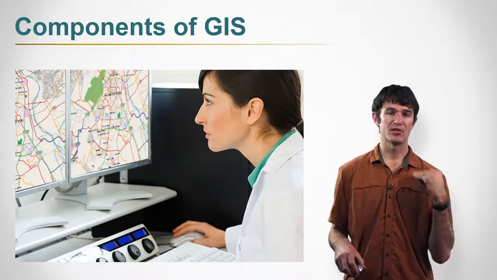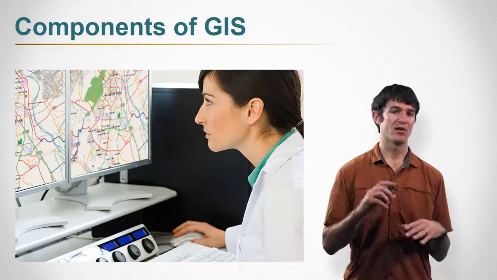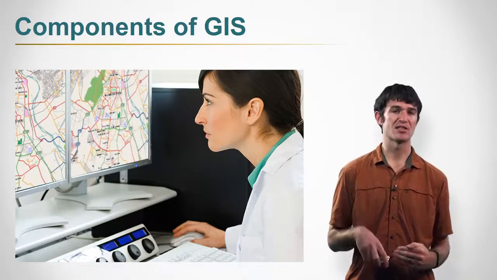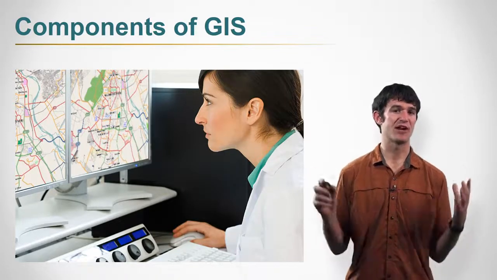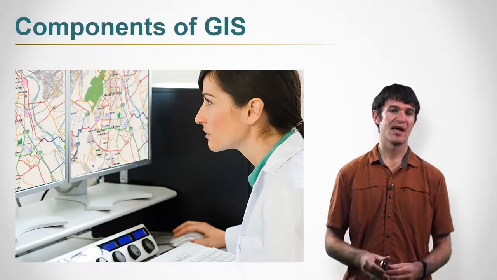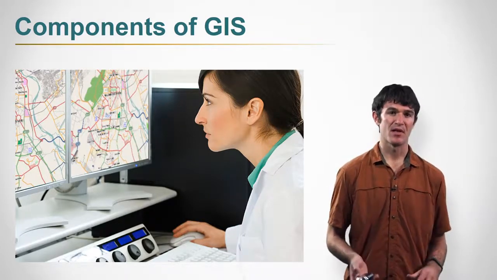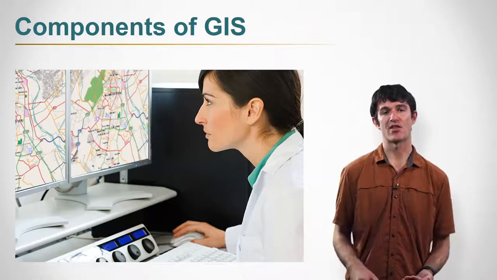And that's where you come in, is without humans to integrate all these pieces, there's no system. GIS is Geographic Information Systems. And the system is whatever we make of it. So when you put these components together, you make a GIS.